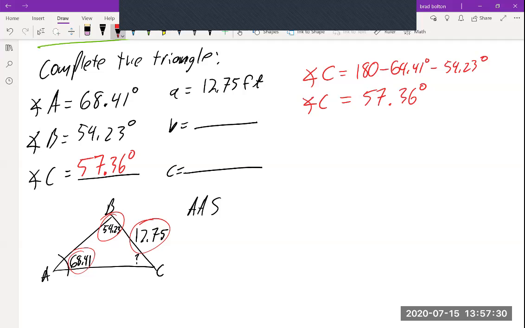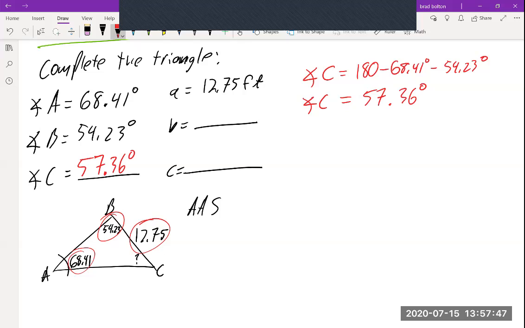So that's kind of the nice thing about case one, is you automatically just do a little bit of arithmetic and do 180 degrees minus the two angles. And that's why I went wrong. It's a 68 right here. And you would get 57.36 degrees. So we have all three angles now.